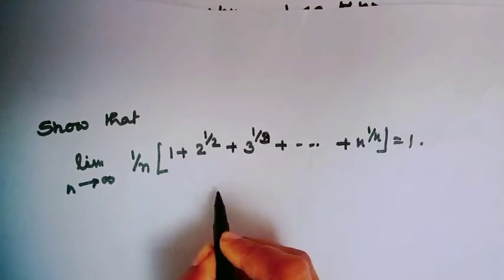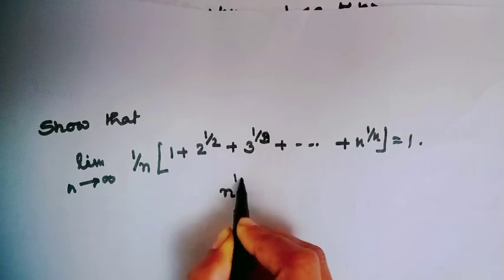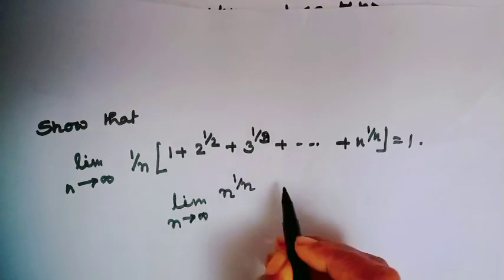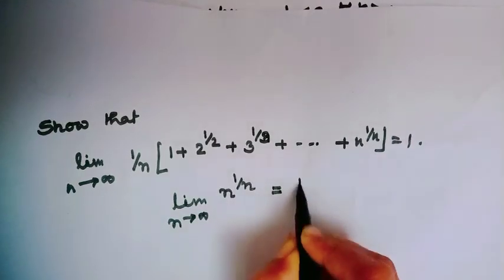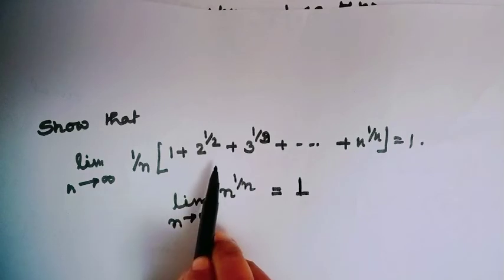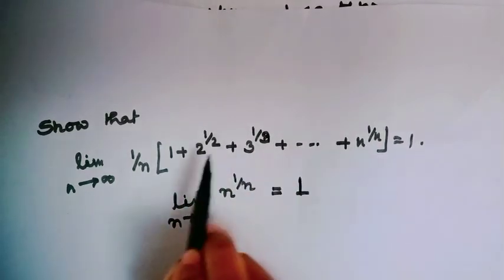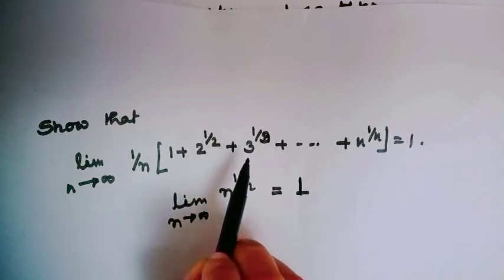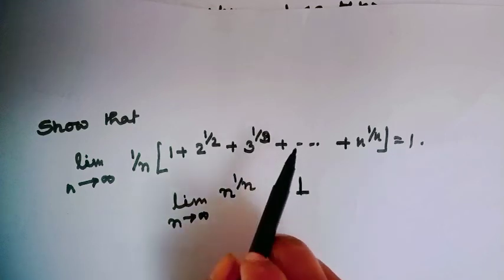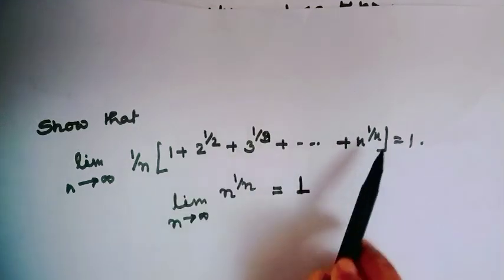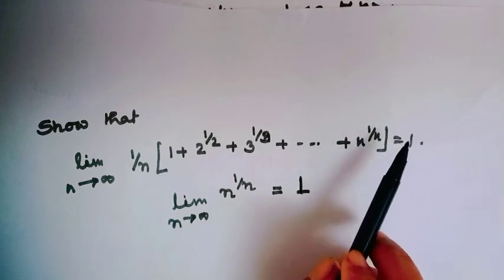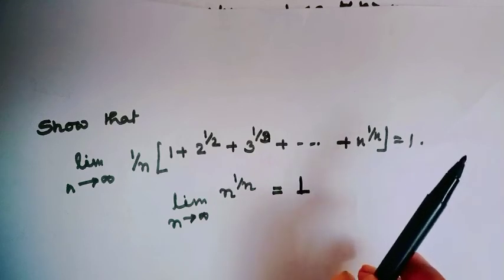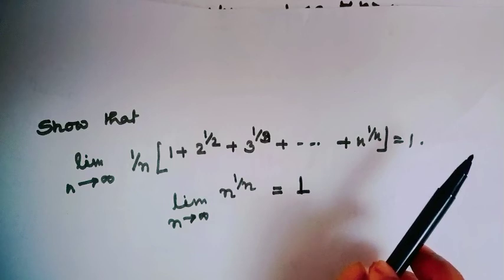We all know the limit as n tends to infinity of n to the power 1 over n. What is the limit? 1. Then look, this is the Cauchy's first theorem statement. What is the statement? If the limit of an equals L, then the limit as n tends to infinity of (a1 plus a2 up to an) over n equals L.